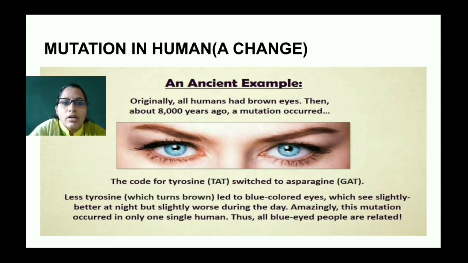So less tyrosine, which turns brown, led to blue colored eyes. When there is more tyrosine, there was a chance that the brown colored eyes remain as they are, but due to the lesser amount of tyrosine present and more asparagine present, it turned so that in humans there was an evolution of blue-eyed people who see slightly better at night but slightly worse during the day. The major drawback for blue eyes is that in daylight it's quite difficult for those people. Amazingly, this mutation occurred in only one single human, and all blue-eyed people are related to that particular human being. But in the virus the mutation or change is much faster.